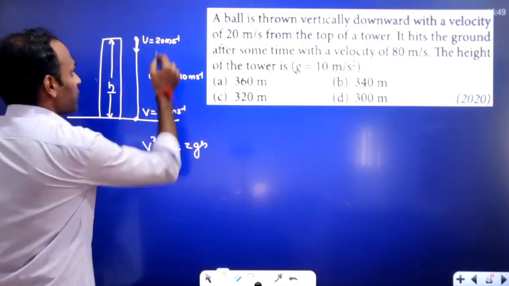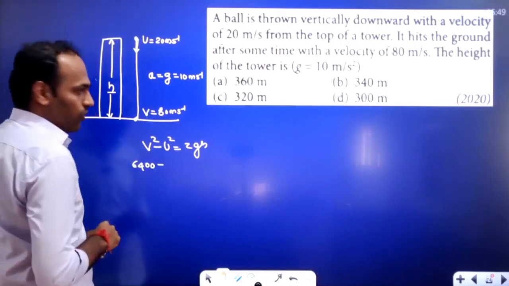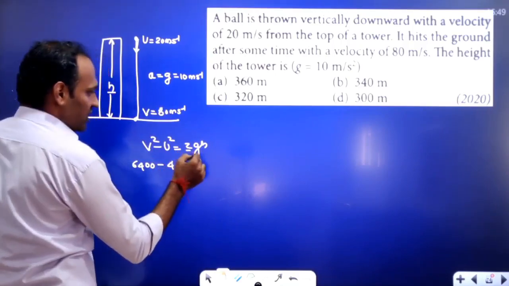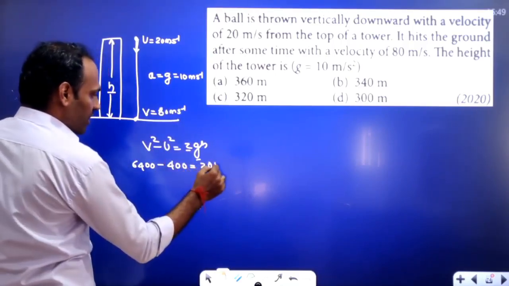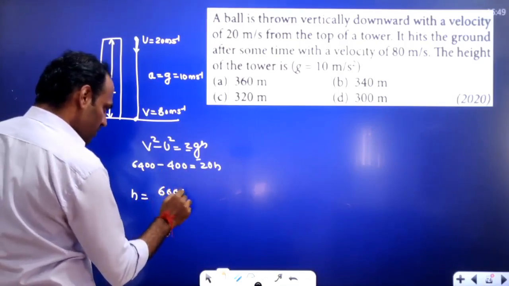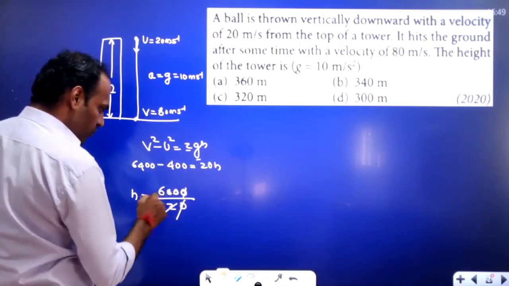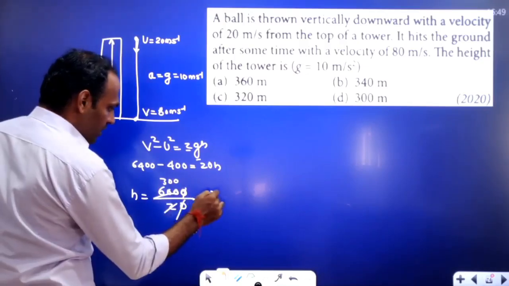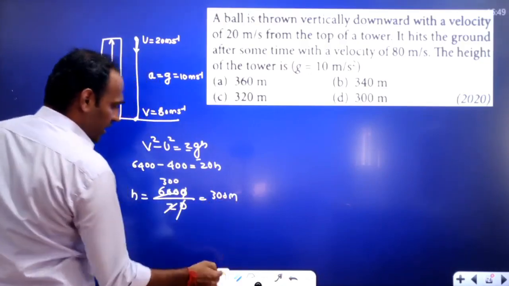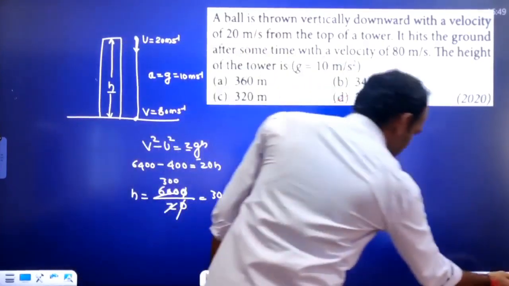Correct? How much is v square? V square is 80 square, that is 6400. U square, 20 square means it will be 400. So this is 2, g is 10. 2 into 10 will be 20. So h will be equal to 6400 minus 400 will be 6000, right? Divided by 20. So 0 and 0 will get cancelled. 2 1s are 2, 300. So height of the tower is 300 meters. Correct? So which option is correct then? It is option D. Well, we'll go to the next question then.